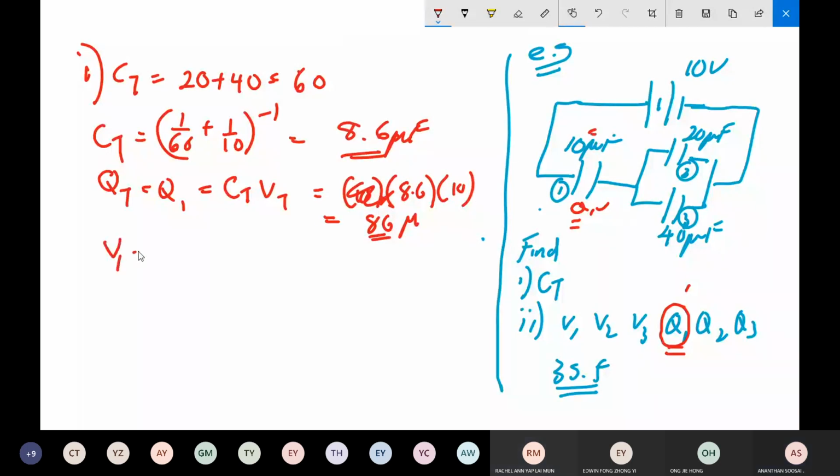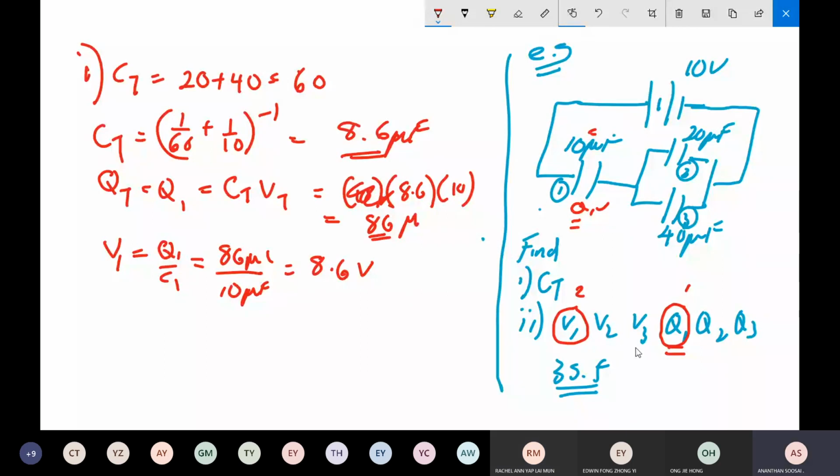Next is V1. V1 is Q1 over C1, right? So Q1 how much? Oh, sorry, Q1 is 86 microcoulomb. C1 how much? C1 is 10 microfarad. So therefore 8.6 volt across V1. So the next thing we can find after Q1 is V1. After V1, what can you find?